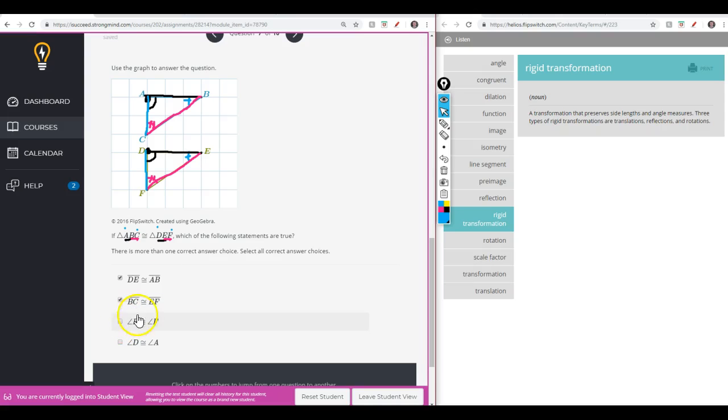Angle B is congruent to angle F. No, this is how I know. Point B was listed second and point F is listed third. So they're not corresponding vertexes. So that's not true. Angle D is congruent to angle A. Yes. Point A is listed first. Point D is listed first as well, and it's in each of the triangles. So those are corresponding angles. That's how I would go through and answer this question.